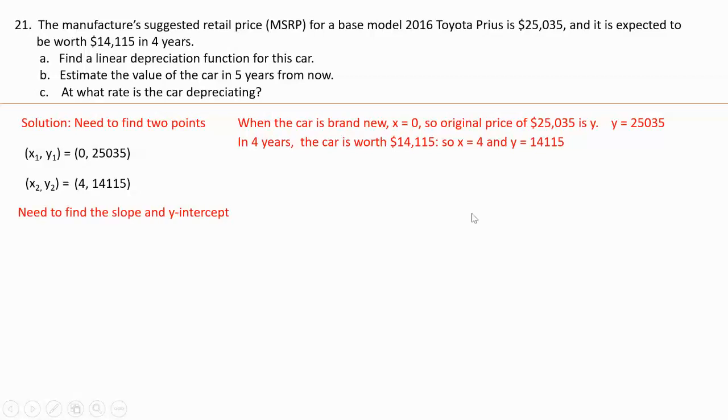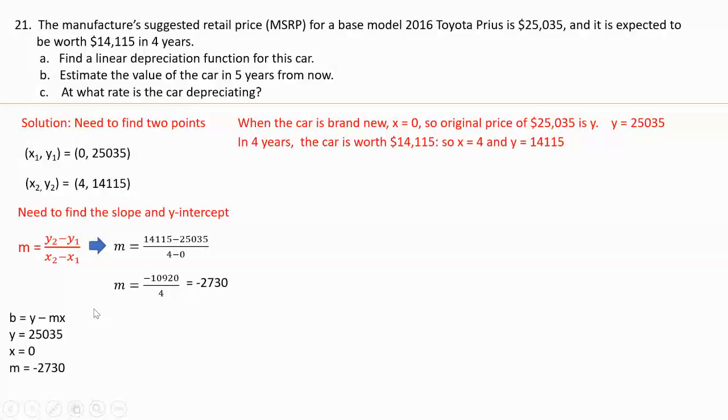Okay, now we need to find the slope and the y-intercept. To find the slope, we use the formula, y sub 2 minus y sub 1 over x sub 2 minus x sub 1. My y2 is 14,115, and minus the y1, which is 25,035. My x2 is 4, and my x1 is 0, so 4 minus 0. So we get negative 10,920 over 4, which will give us negative 2,730. So that's my slope.